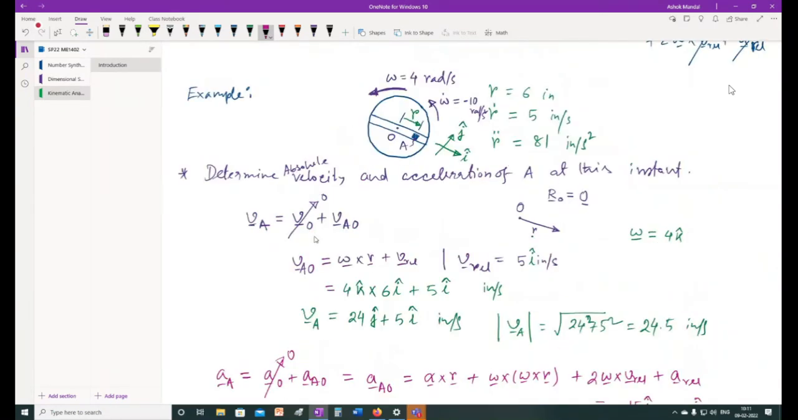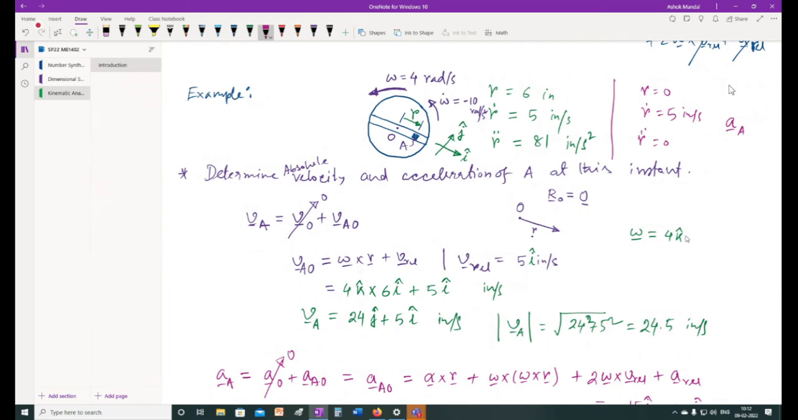Now, suppose in this problem this quantity is equal to 0. There is no acceleration. The particle is moving only with constant velocity with respect to this slot. This component is 0 and r is 0. We want to find the acceleration when the particle is just passing through the center. We say that r double dot equals 0, r equals 0, but r dot is 5 inch per second. Now tell me what is the acceleration of point A.